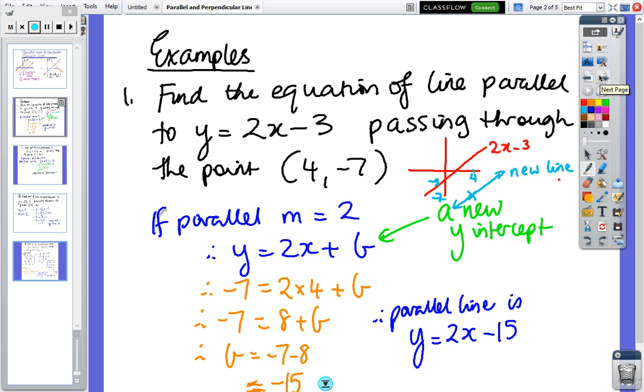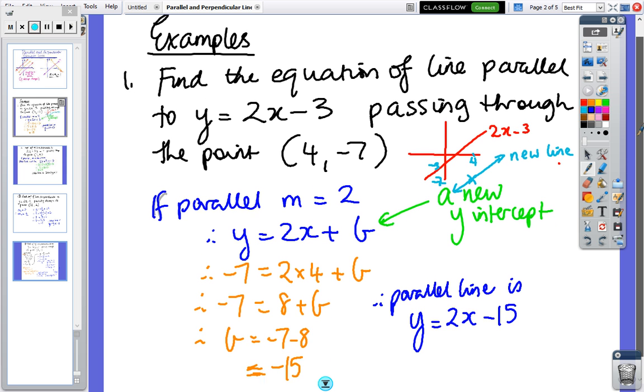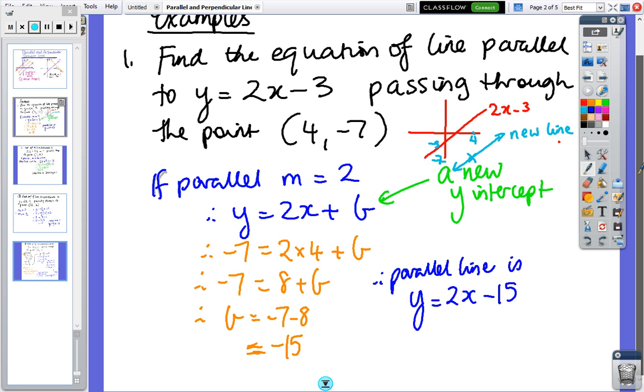So we're just going to work through examples of parallel gradient and perpendicular gradient questions in gradient intercept form and general form. So just follow through. Let's just have a look. So find the equation of the line parallel to y equals 2x minus 3 passing through the point (4, -7).